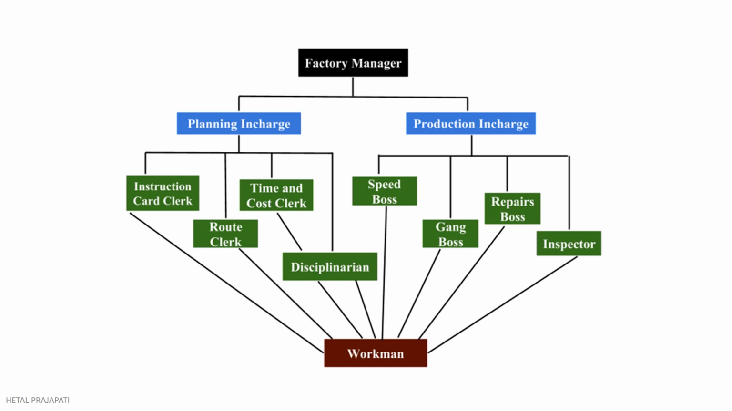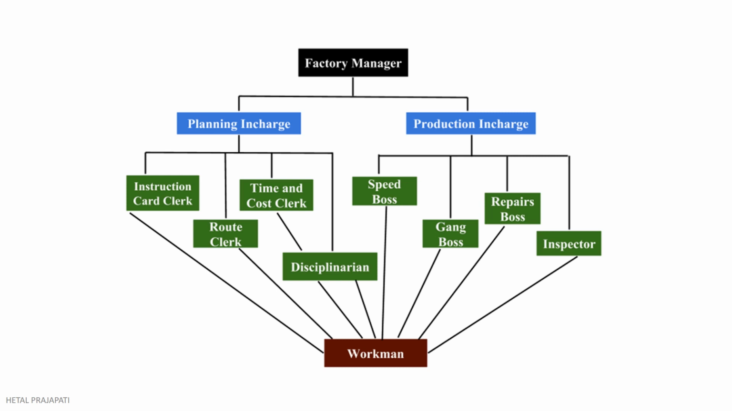Second is the route clerk. This clerk ensures the sequence of completing a particular work, that is, the stages the work has to pass through before finalizing the work. He also decides the job to be done for the day and where it is to be done.